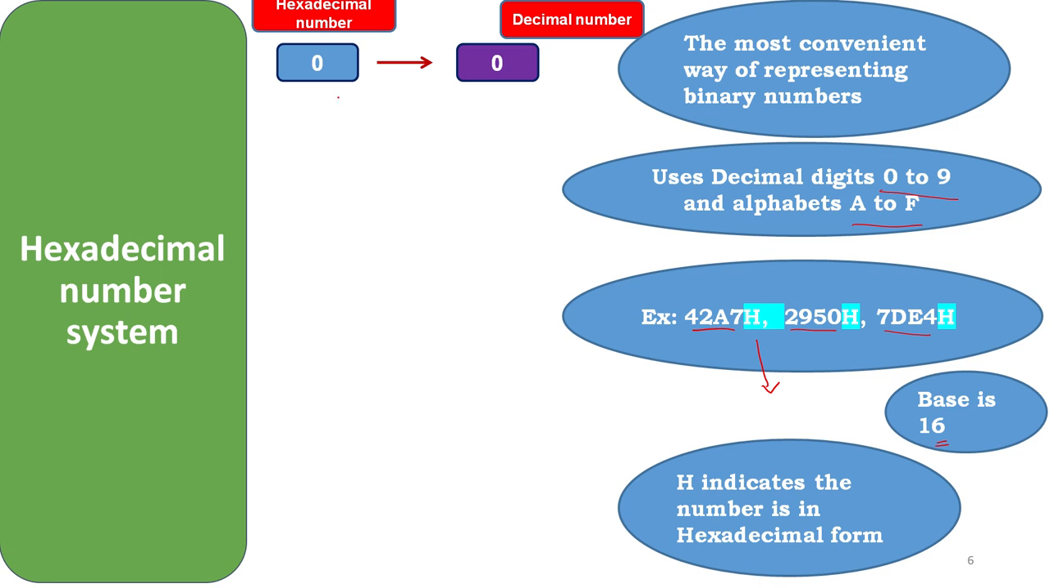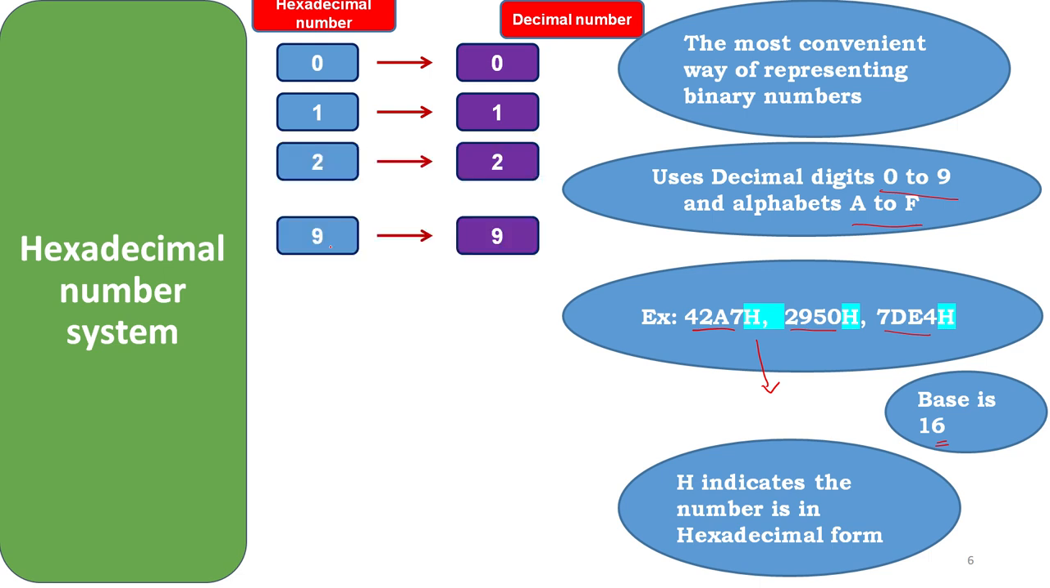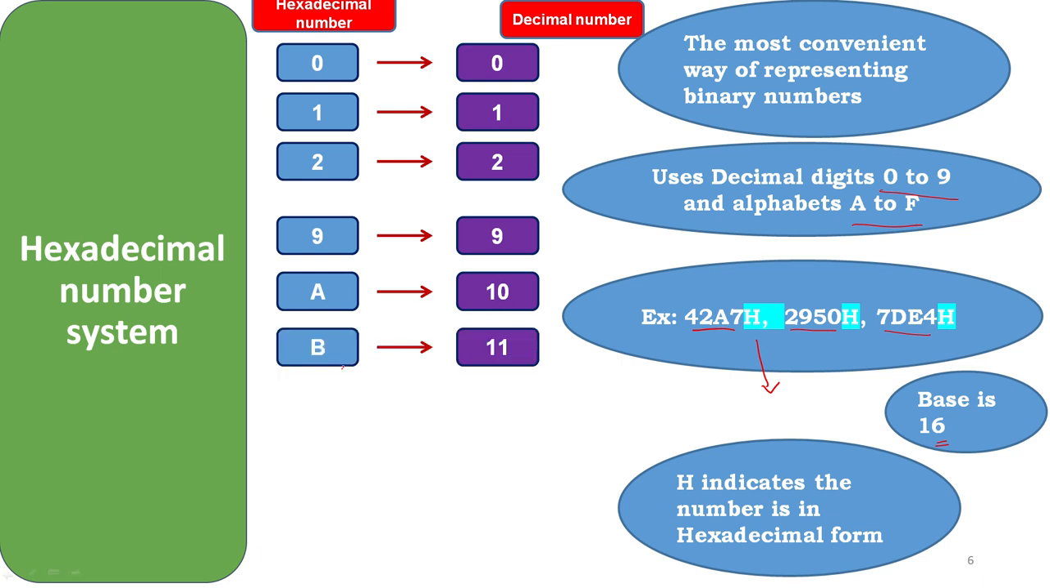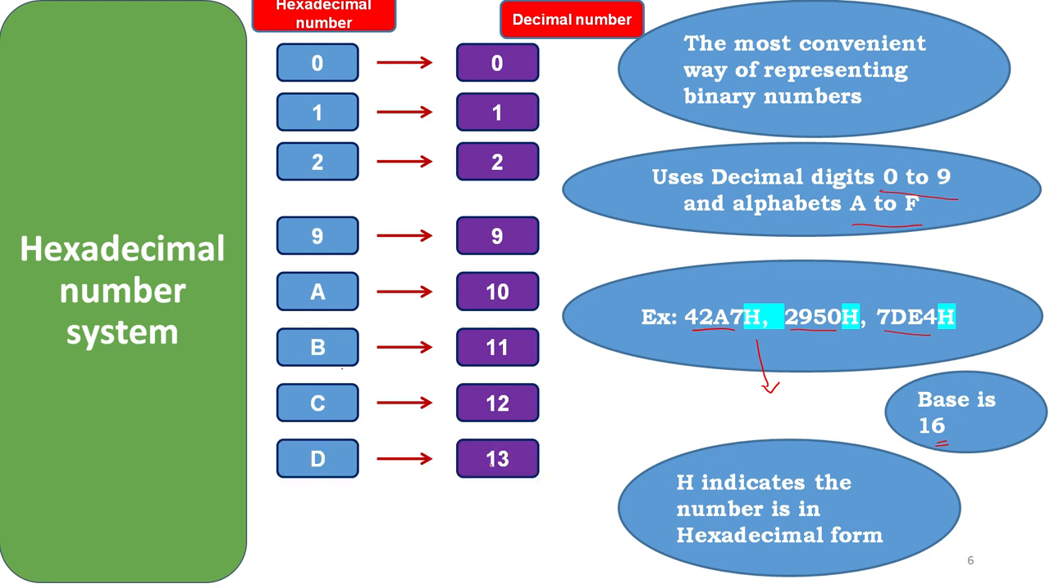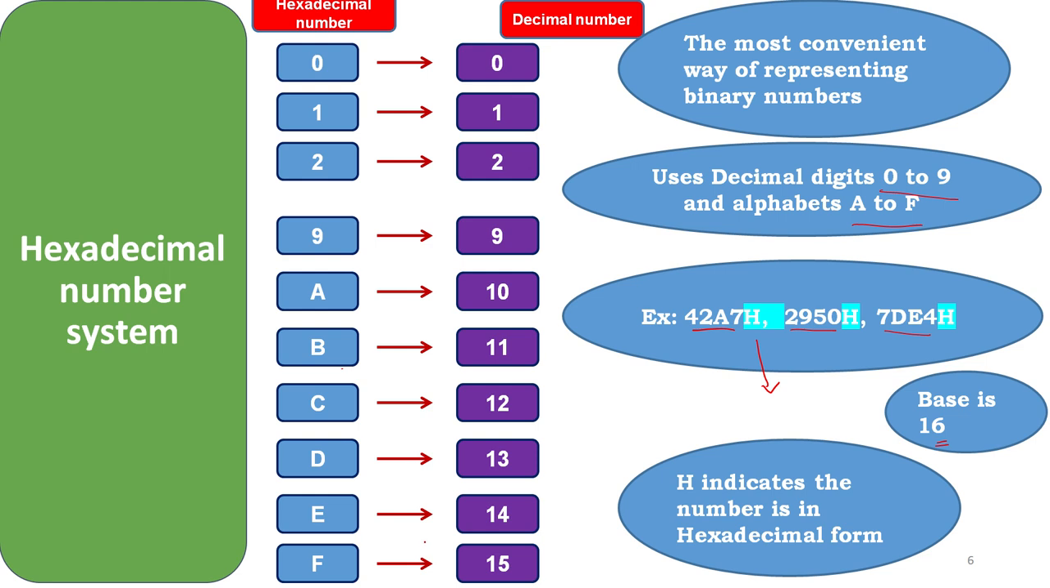The hexadecimal number starts with 0, whose decimal equivalent is 0, and the next digit is 1, and the decimal equivalent also is 1, and it goes on until it reaches 9, whose decimal equivalent is also 9, and the next digit in hexadecimal number system is A, and the decimal equivalent is 10, and B is equal to 11, C is equal to 12 in decimal, D is equal to 13, E is equal to 14, and F is equal to 15. This is how we will have the decimal equivalent of the hexadecimal numbers.